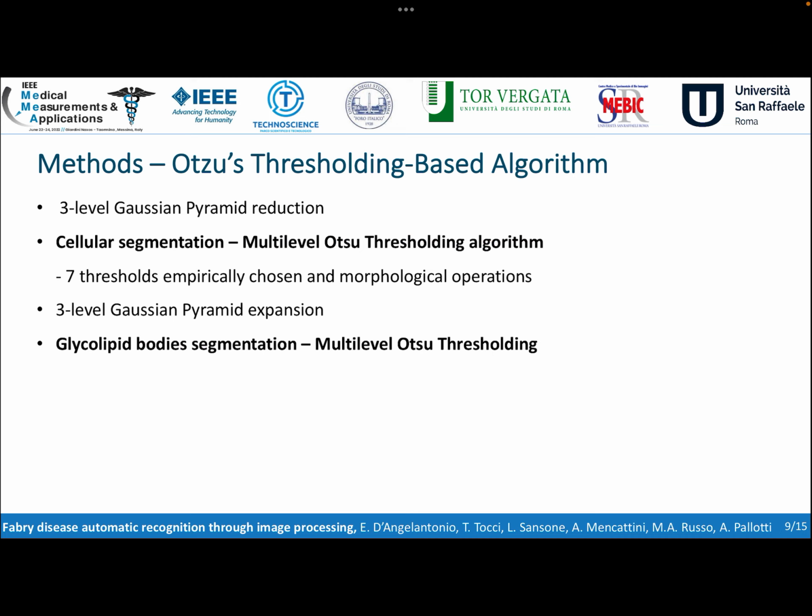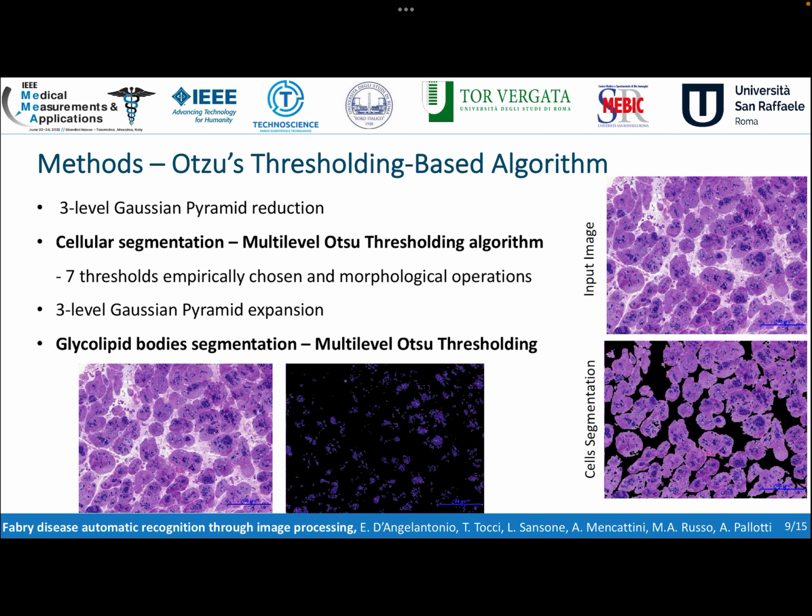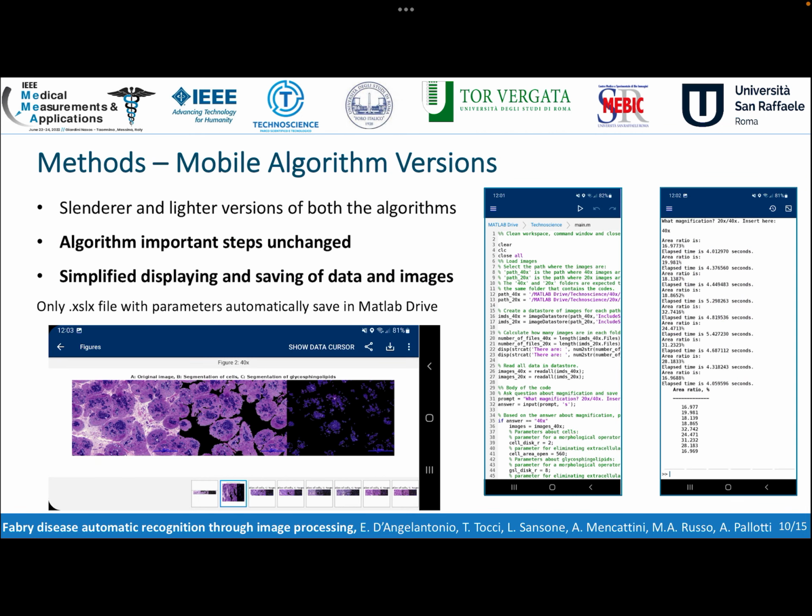The algorithm follows with the segmentation of the cellular structures, performed using the multi-level Otsu thresholding algorithm, and in particular using a 7-threshold Otsu method, followed naturally by some morphological operations. But before, during the multi-level Otsu thresholding method, a 3-level Gaussian pyramid reduction was done in order to reduce the resolution of the image.